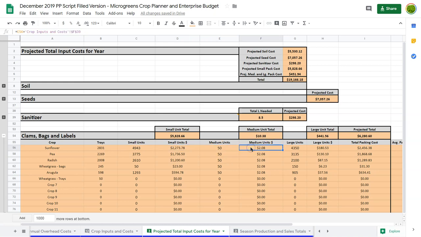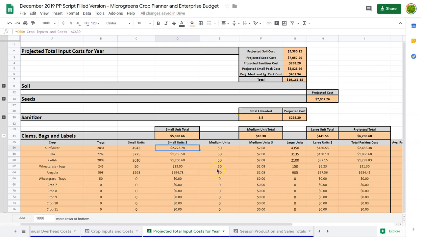For the medium units, I used the big bags price, and for the large units, I used the big bag price as well. So I used the lower priced packaging for the medium and the large, and I used the smaller packaging price for the small units, and I did that for each of these here as well. So this breaks down your packaging by size and by crop.